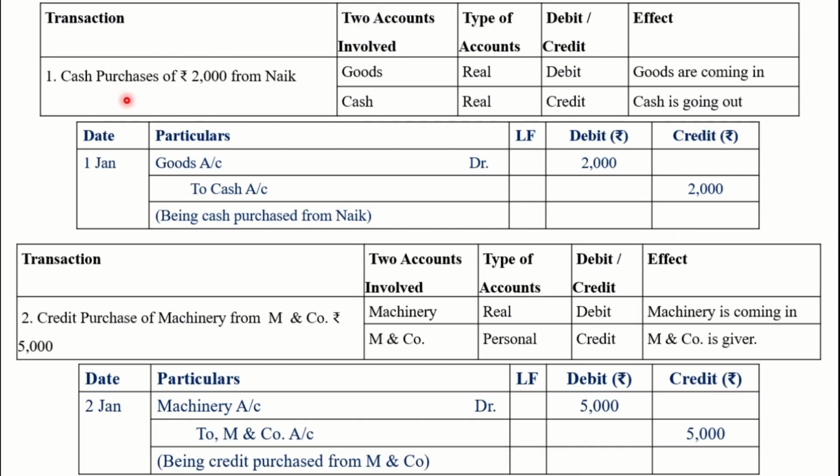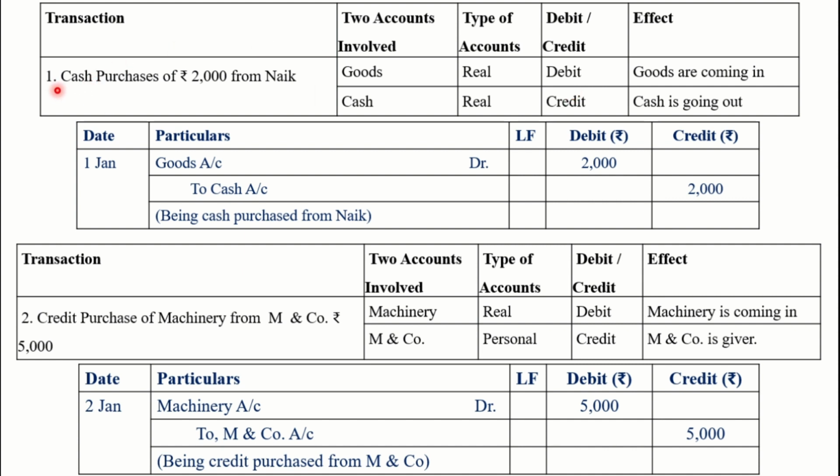First transaction is cash purchase of rupees 2000 from Nike. What is the step of recording the transactions into the journal? First of all, we have to identify which two accounts are involved in these transactions. Second step, we have to identify which type of account it is, either personal, real or nominal. Then apply the rule and accordingly make the entry either on the debit side or on the credit side. That is the steps of recording the transactions in a journal.